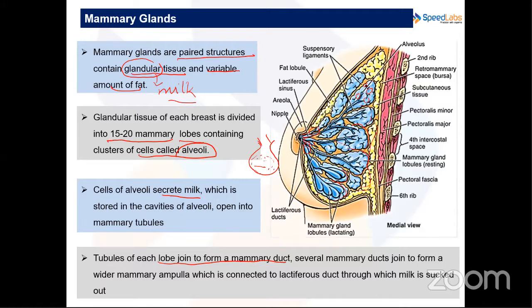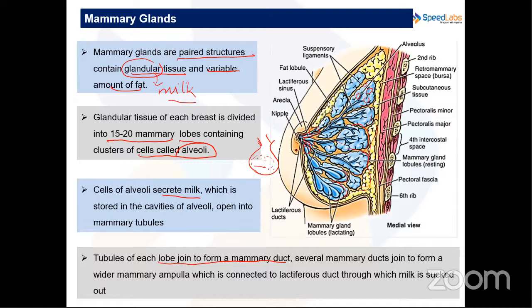So milk is formed in the alveolus, travels to the mammary tubules, then to the mammary duct. From the mammary duct, it travels to the ampulla, from the ampulla into the lactiferous ducts. And via the lactiferous ducts, which unite like this, it opens into the nipple.